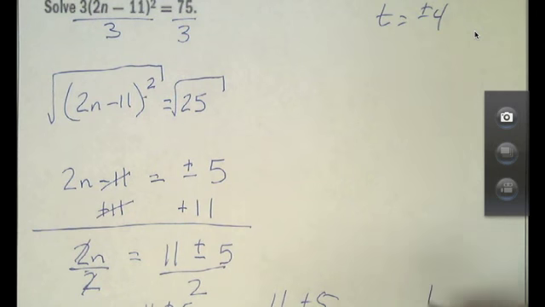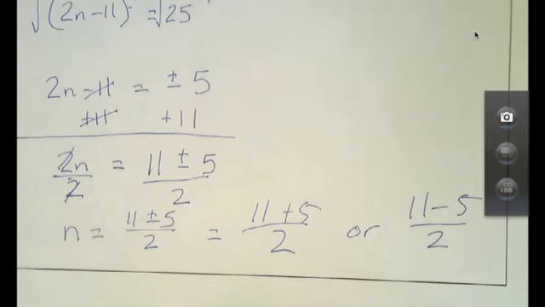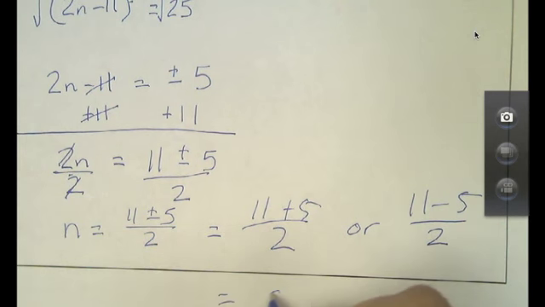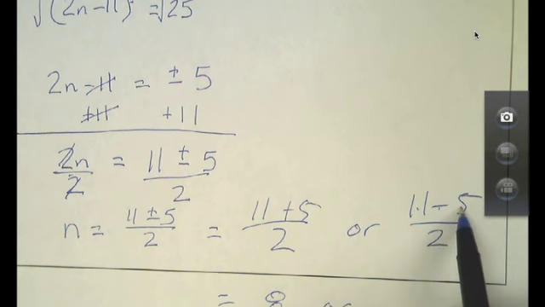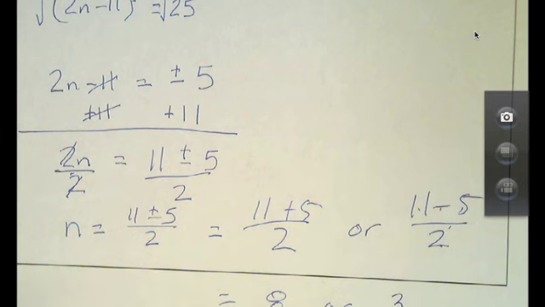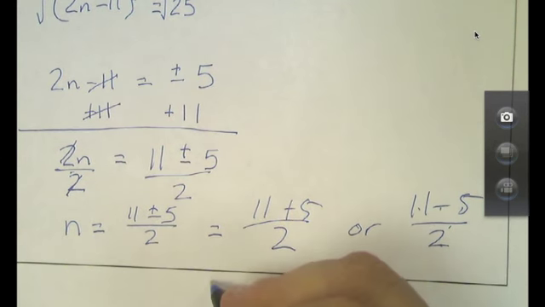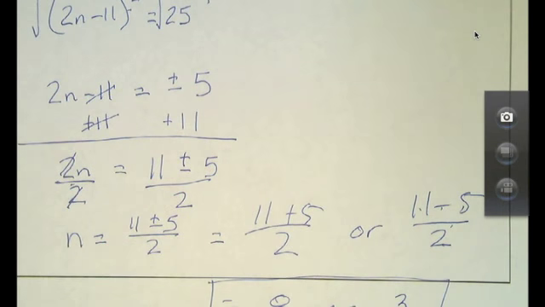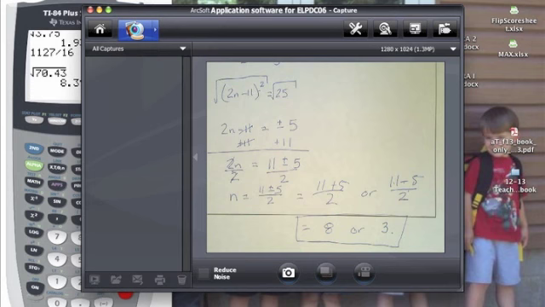Well, here's my 2 answers. 11 plus 5 divided by 2, or 11 minus 5 divided by 2. 11 plus 5 is 16, divided by 2 is 8, or 11 minus 5 is 6, divided by 2 is 3. So my answers are 8 or 3.